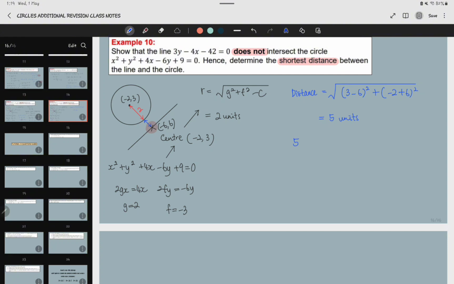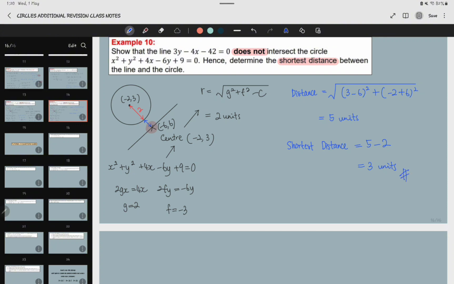So you have to take 5. Okay, so shortest distance would be 5 minus your radius, which is 2. So 3 units. 3 units shows that that is the shortest distance between the straight line, which does not intersect the circle, with any one of the points of your circle's circumference. So 3 units. This is your answer.